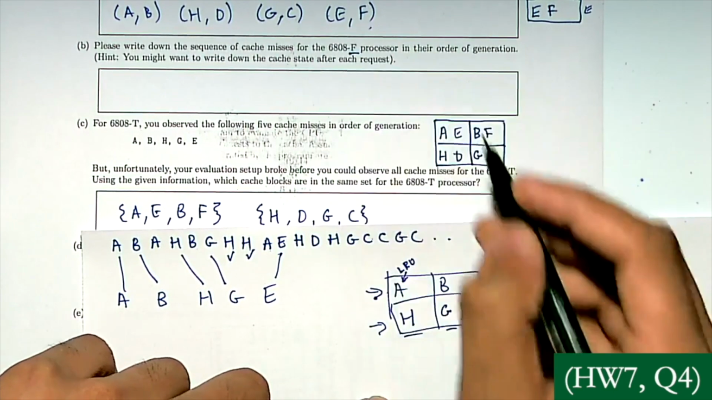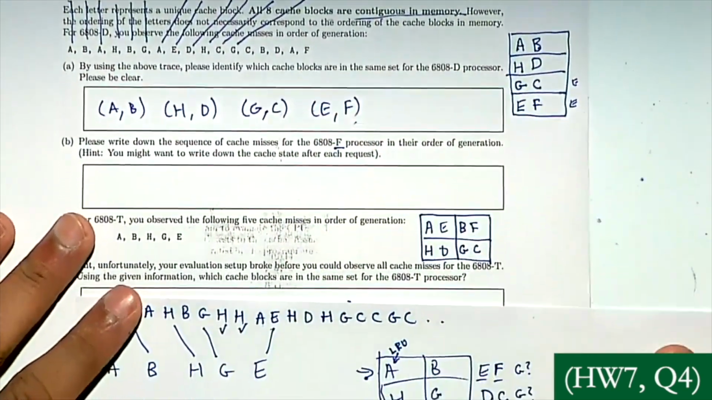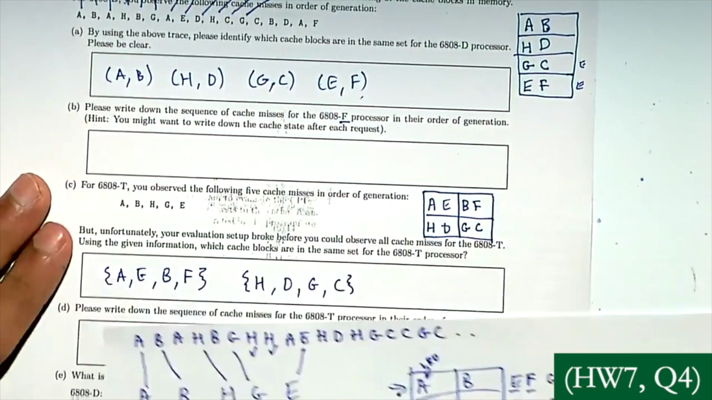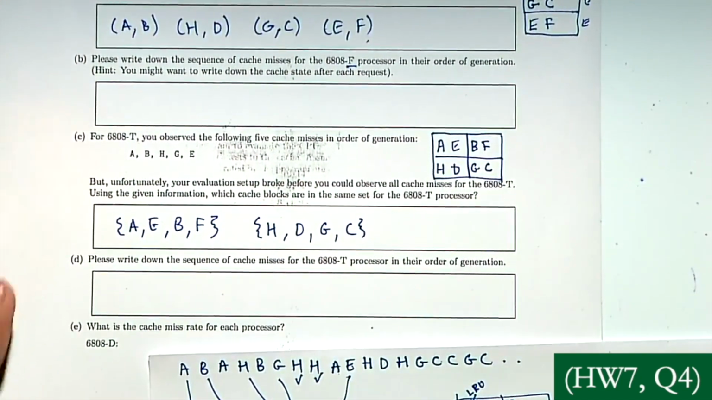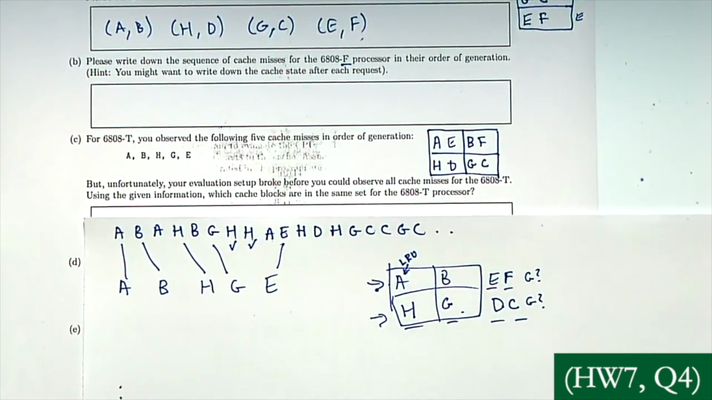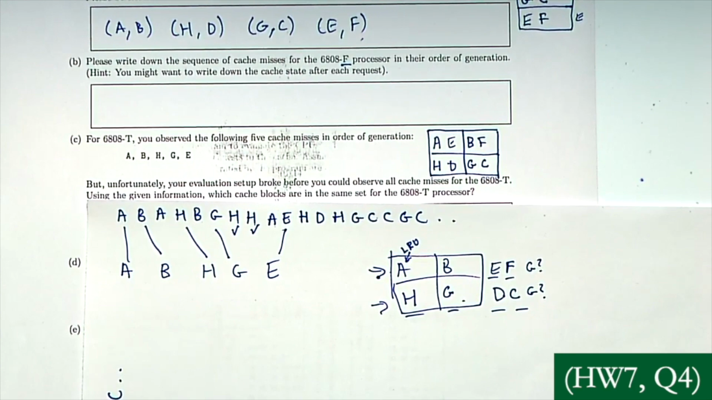And then the only ones left are E and F, which have to be up here because, again, these 8 blocks are contiguous, right? So that's how we get these results: A, E, B, F, H, D, G, C. Yeah? Okay, was that clear to everybody? It's a little more confusing than the first part, so it takes more thought. But yeah.